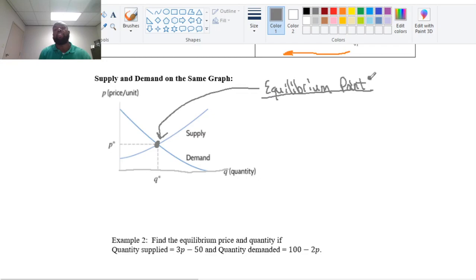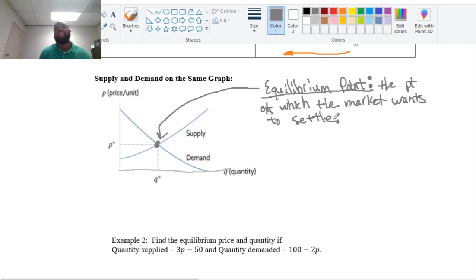So where revenue and cost intersect, we get the break-even point. Where supply and demand intersect, we get the equilibrium point. It is the point on which the market wants to settle. All right. There's a balance here, and it's going to be the price and quantity. So where they intersect, because our horizontal axis is our quantity and our vertical axis is our price per unit, it is the price and the quantity where our market wants to settle, right?